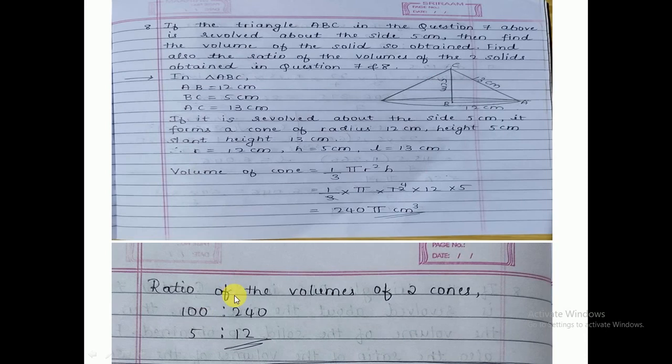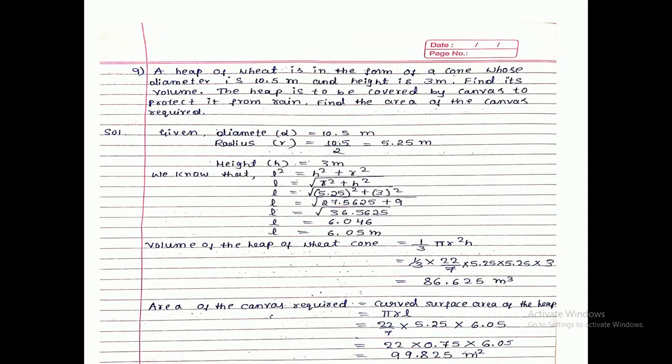Here we have the ratio of the volumes of two cones which is equal to 100 pi divided by 240 pi. There pi gets cancelled. Ratio is 100 is to 240, that is after the simplification 5 is to 12. So we got the ratio 5 is to 12. Got the idea of this problem now? Yes, next question, last question of this exercise.